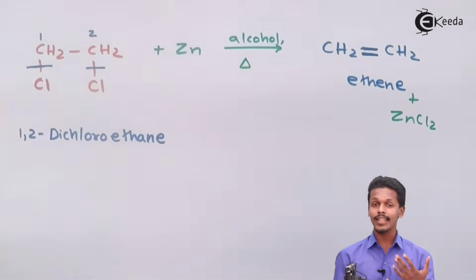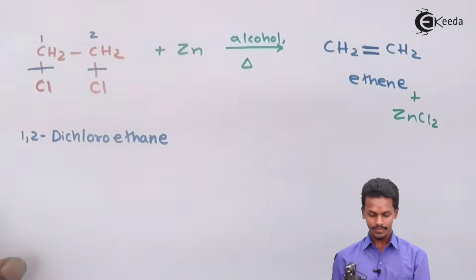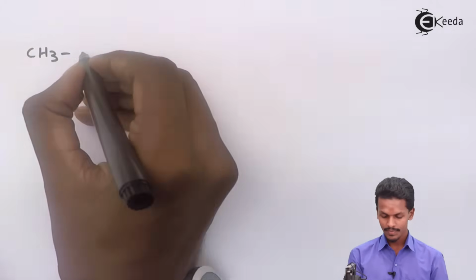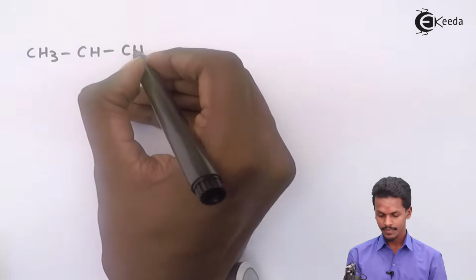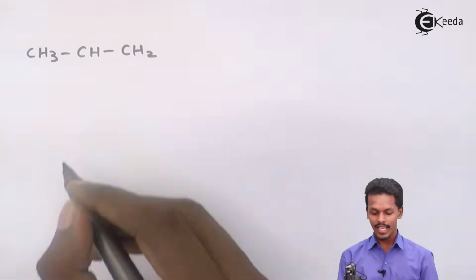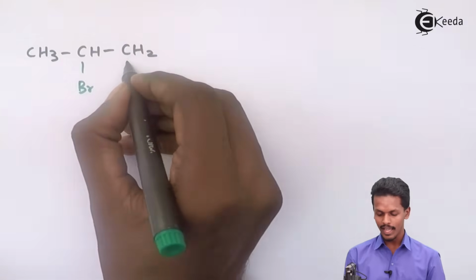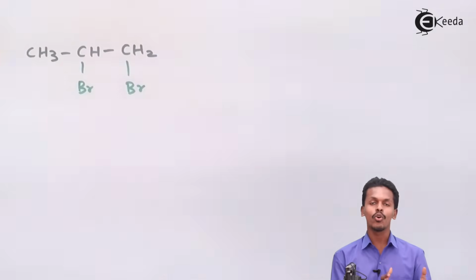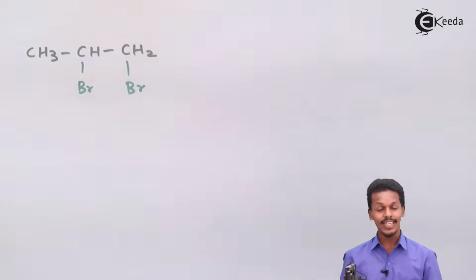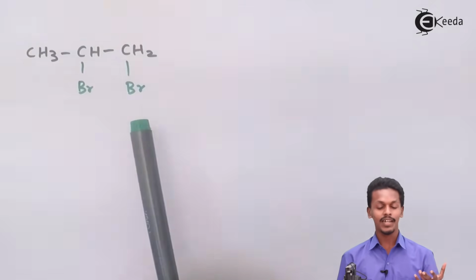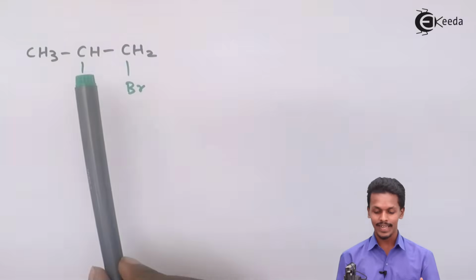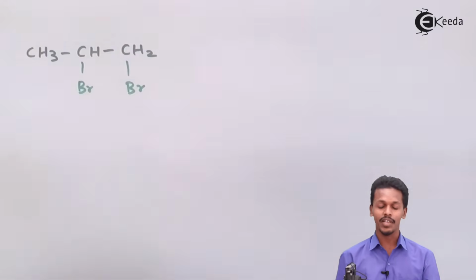Now let me give you another example of a vicinal dihalide. Suppose we have a compound like this one, and in this case suppose we have mentioned two halogen atoms over here, so this is also called a vicinal dihalide. The reason is that both the halogen atoms are attached to adjacent carbon atoms, and that's the reason they are called vicinal dihalides. And we have to convert this into an alkene.